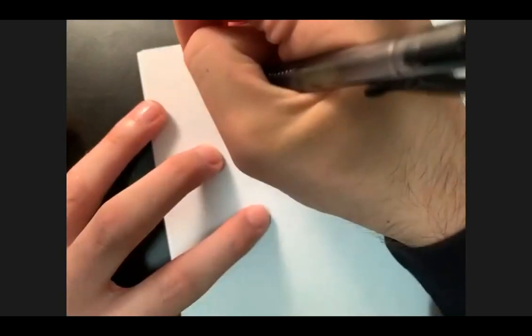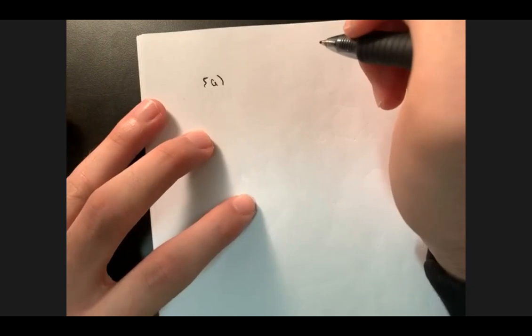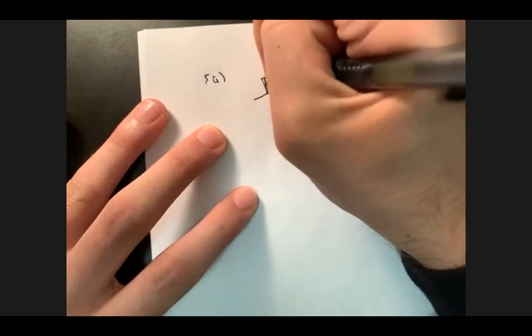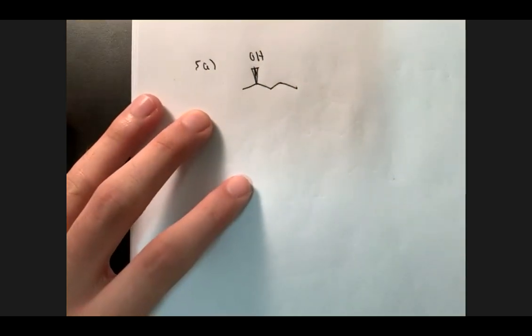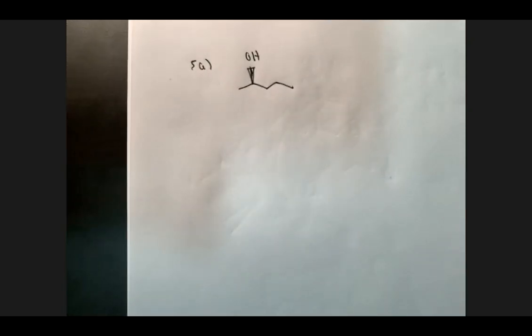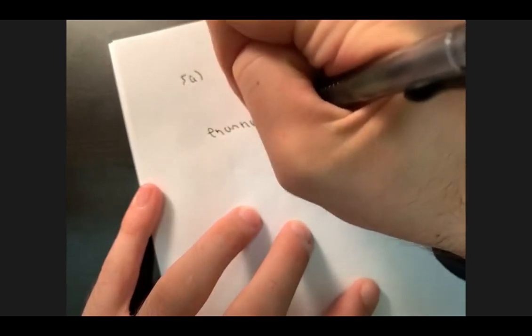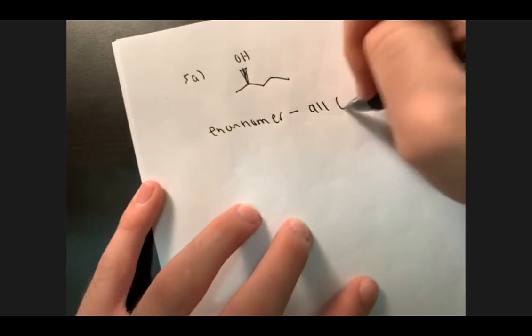Hi, Caroline, welcome back. All right, so let's look at 5A. 5A says, draw the single enantiomer and any other diastereomer that there is. So what does that mean? We have this structure. The enantiomer is the specific name of an isomer where every single chiral center inverts. So what is the definition? Enantiomer means all chiral centers invert.